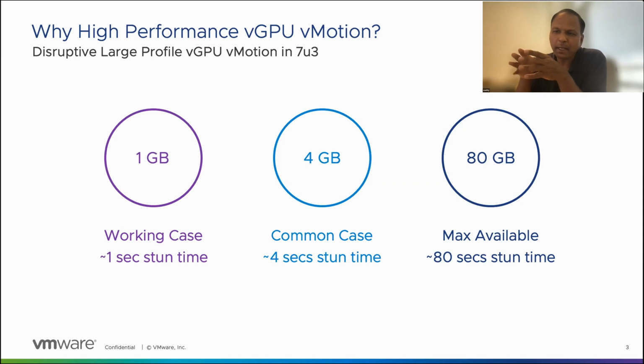And if the vGPU memory is small, it's not a problem, right? We can transfer it fast. But for a more common case like 4GB, we see about 4 seconds of stun time. But as the vGPU VMs are getting larger and as the profiles are getting larger, let's say, with an 80GB profile, it can result in as much as 80 seconds of stun time, which is completely unacceptable, which is why we needed high performance vGPU vMotion.